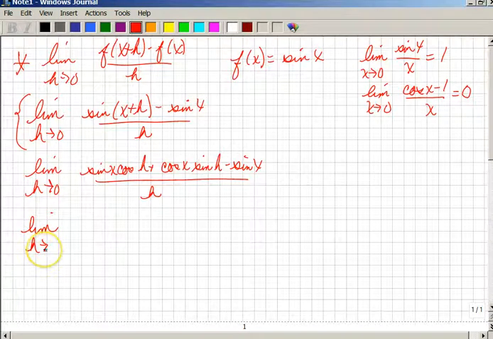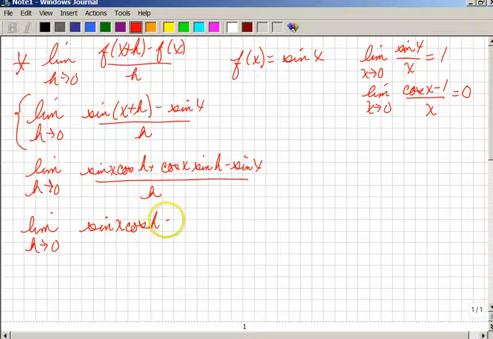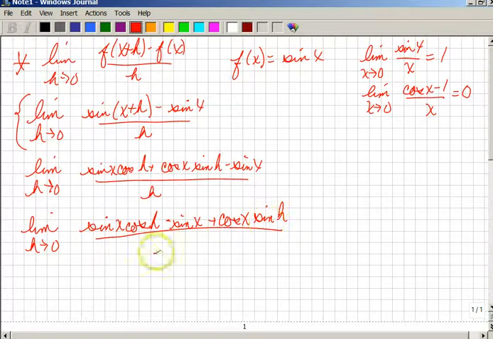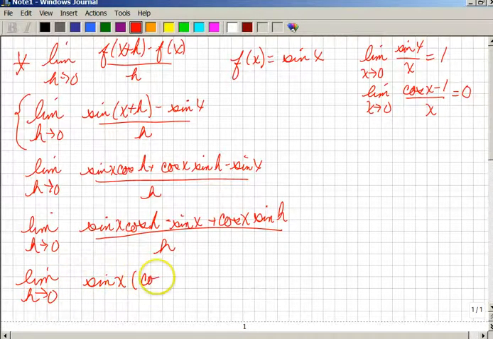Now we're going to take that numerator and rearrange the terms a little bit. Take that sine of x, which is on the end, and move it into the second position. So we have the sine of x cosine h minus sine of x, which we just moved, plus cosine x sine h all over h. At this point, we're going to take the first two terms of that numerator and factor out the sine of x, the sine of x times cosine h minus 1. And then we have on the end cosine x sine h still.